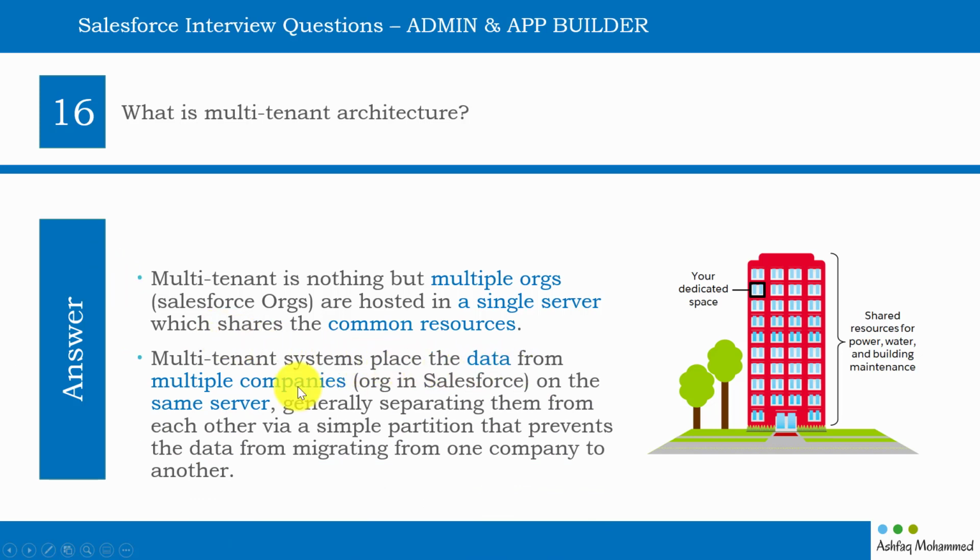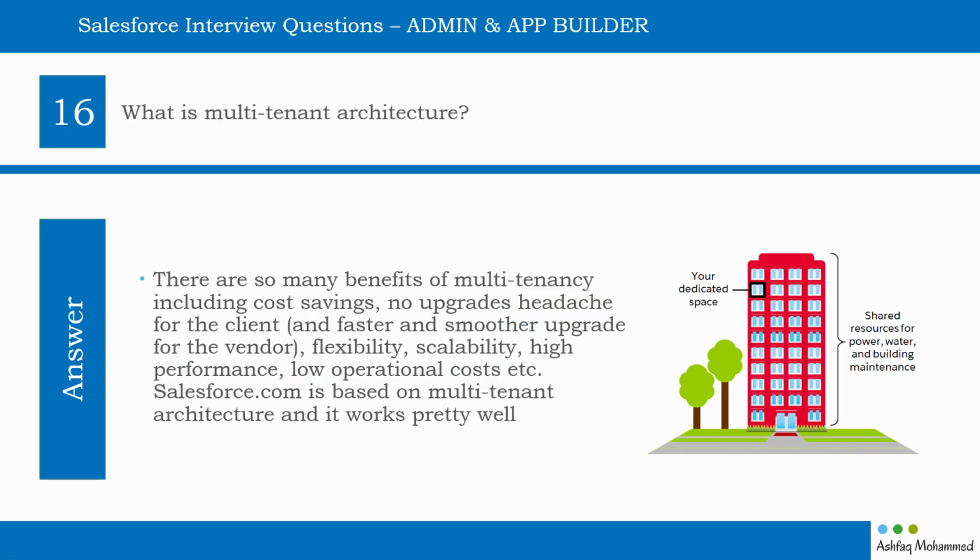So multi-tenant systems place the data from multiple companies' orgs on the same server, generally separating them from each other via a simple partition that prevents the data from migrating from one company to another. Even though you are using the same resources, they cannot see what is in your org and you cannot see what is in their org, right? So that is nothing but multi-tenant architecture.